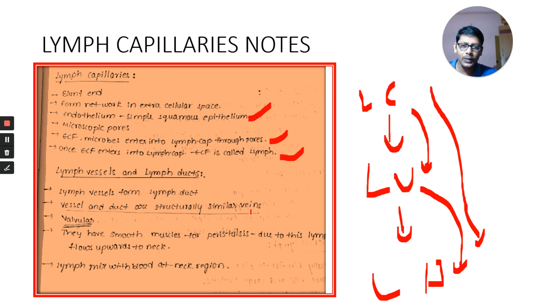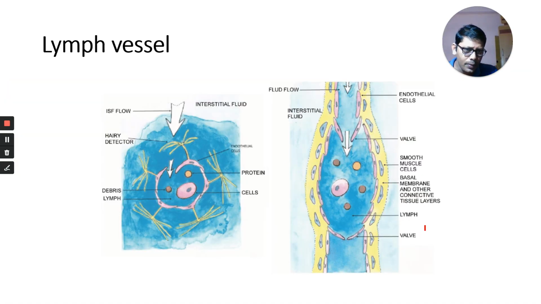Vessels and ducts are structurally similar to veins. The structure of the vein, not ventricle, is one type of blood vessel, and the structure of the lymph vessel and lymph duct, not lymph capillary, are similar. You have already learnt in 10th standard that veins have valves. Veins are valvular, like our cycle tube has a valve, or volleyball has a valve. Lymph vessels and lymph ducts also. You can observe here, there is a valve.